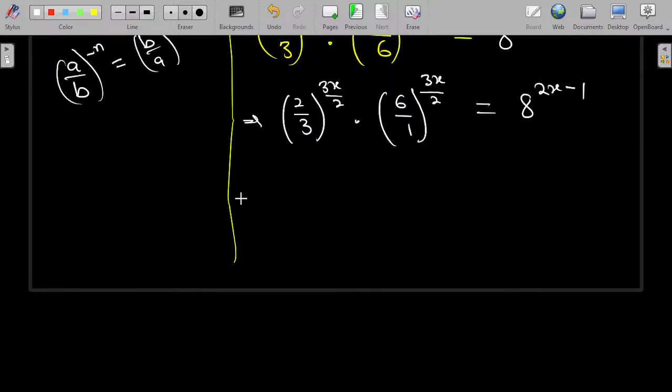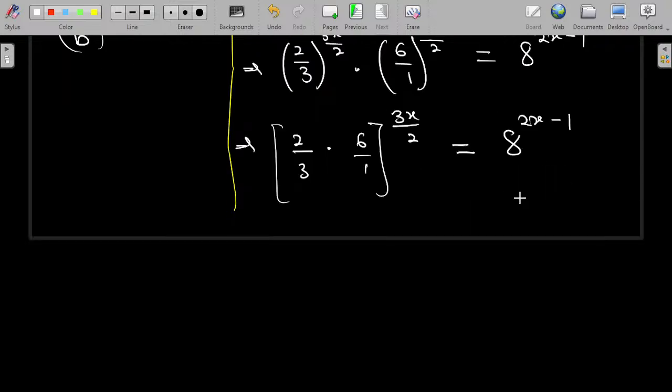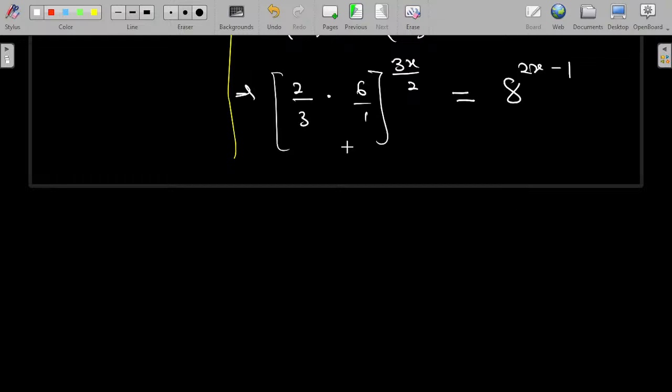Okay, so what will happen next is that my powers have now become the same. So I can now gather the bases in one bracket, which is 2 over 3 times 6 over 1, all raised to the power of 3x over 2, is now equal to 8 to the power of 2x minus 1. Remember, I've not done anything more to the right hand side because I need to get the single base on the left hand side. So see what will happen.